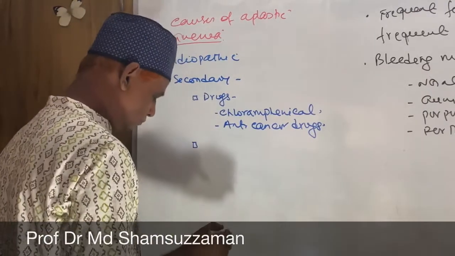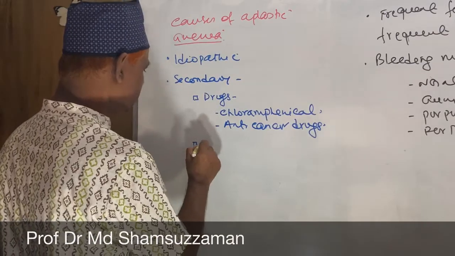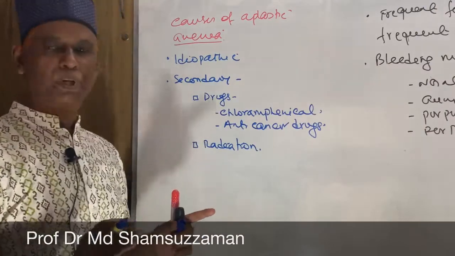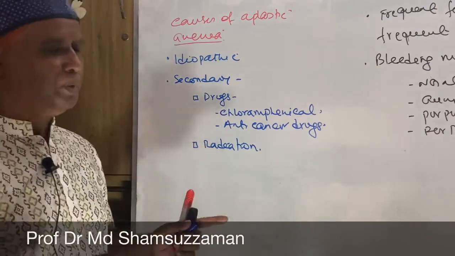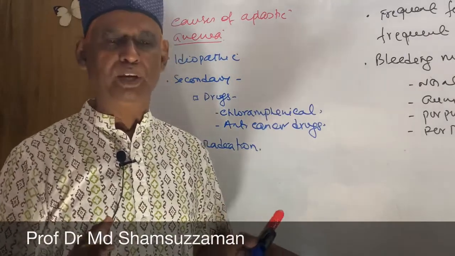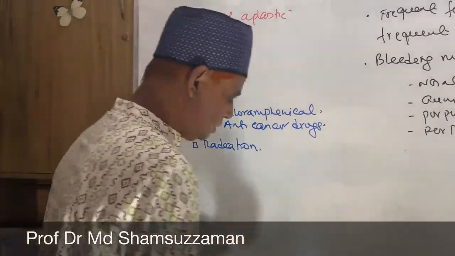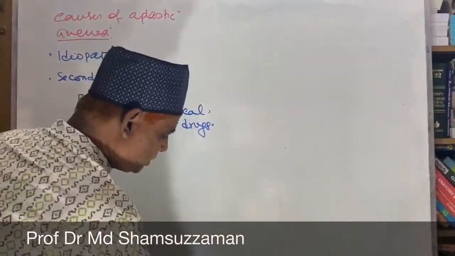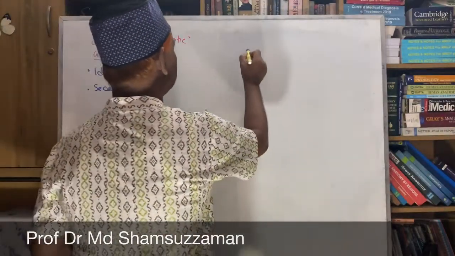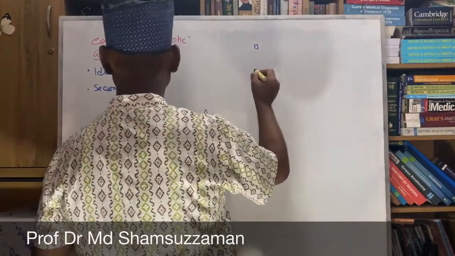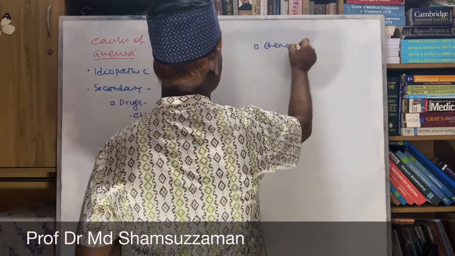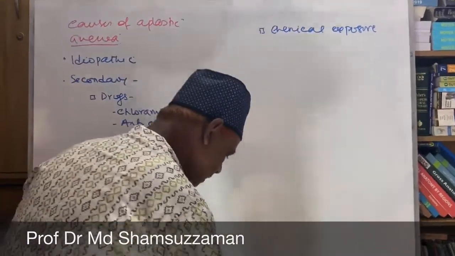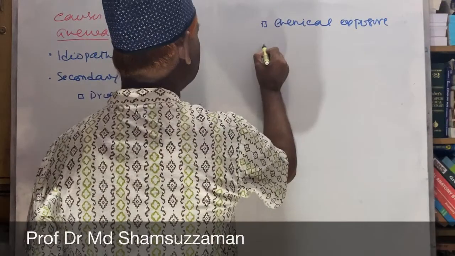Then radiation. Nowadays, a cancer-bearing patient gets radiotherapy. Following radiotherapy, the patient may develop aplastic anemia. Then chemical exposure. Certain chemical exposure may lead to aplastic anemia. Then infective hepatitis.